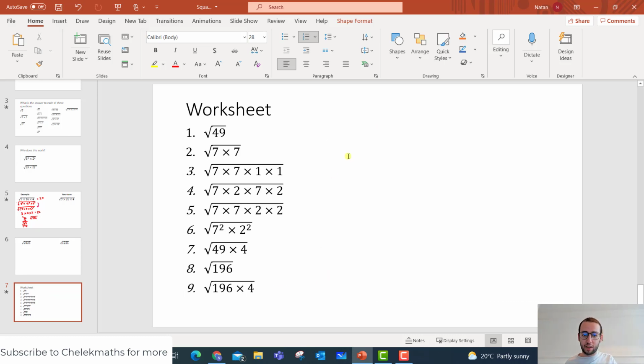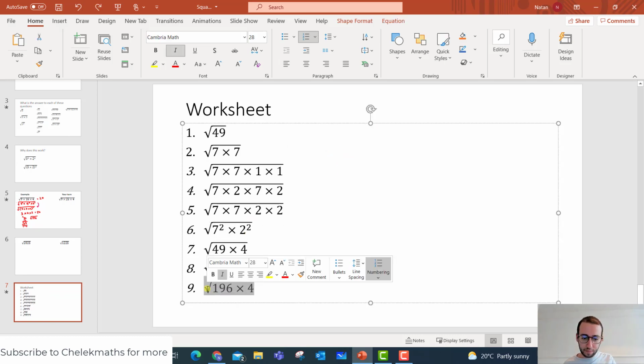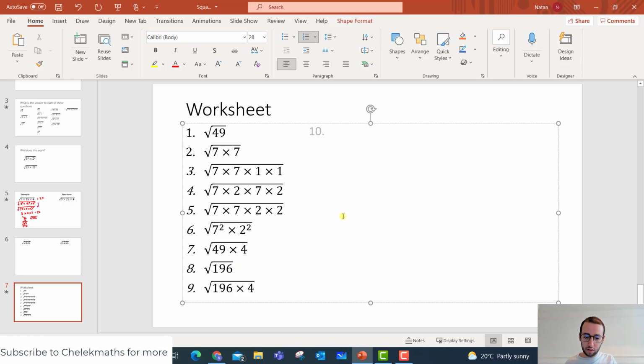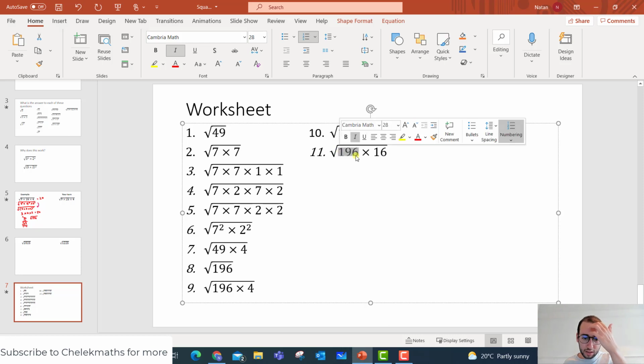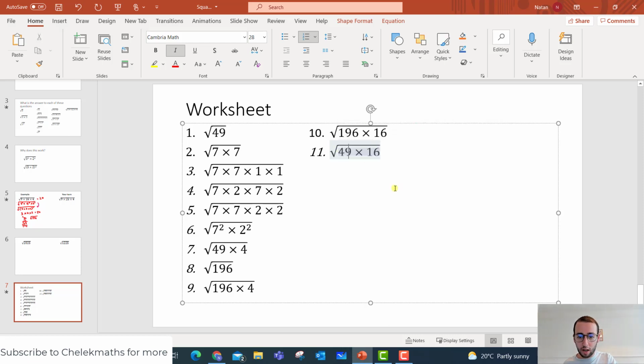Okay, then we can do 196 times 16, that could be the next one. Then we can even do 196 times, well, in fact, we could do 49 times 16, so we can see that actually it's just 196 divided by 4 to get to 49. What's going to happen to the answer? Yeah, that'll be cool.